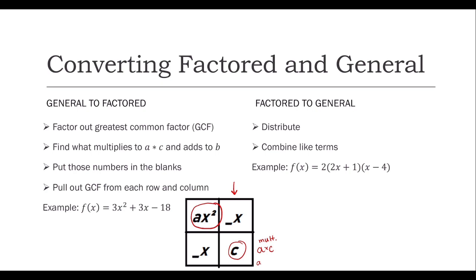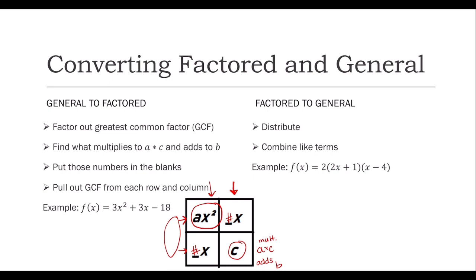and adds or subtracts to your b value. So once you find what those two numbers are, you'll put those numbers in these blanks, and then you'll pull the GCF from each row and column. So you'll pull your greatest common factor here and here, and this would be your first set in the parentheses, and then from your columns here and here, and that would be your second set of parentheses.